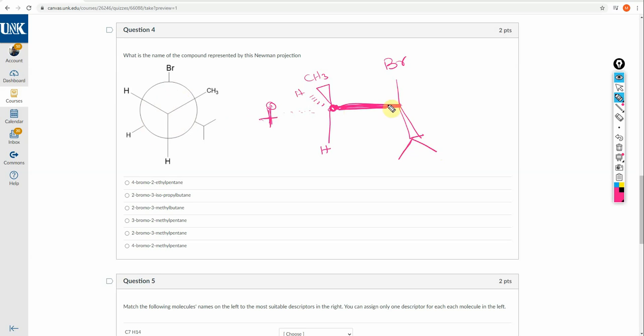and then on the left going down you have a hydrogen. So now this is the molecule, and now you should be able to name this molecule.